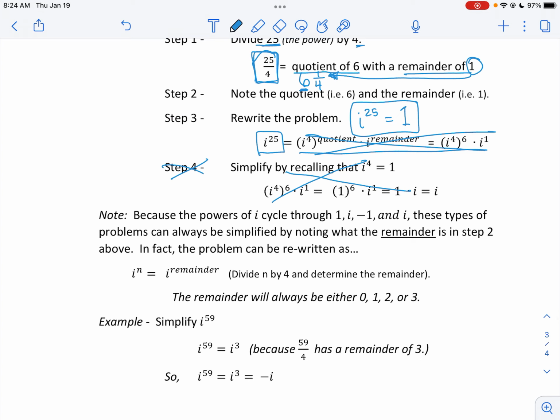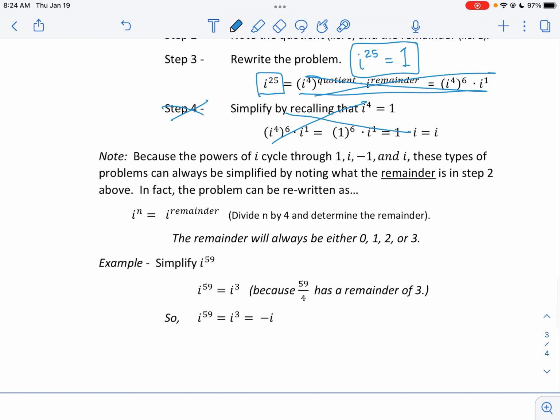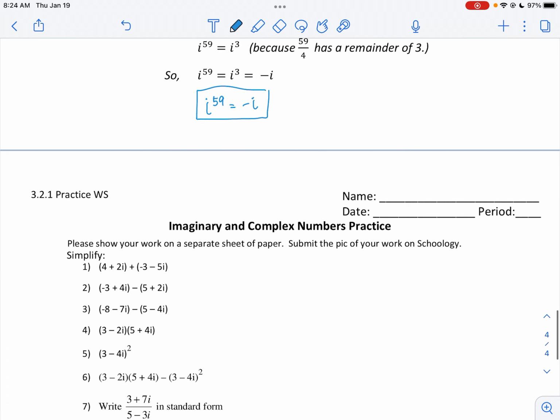And then because the power of i cycles through i, -1, -i, and 1, these types of problems can always be simplified by noting what the remainder is in step 2 above. So there you go. There's a simplified version of it. I would not recommend that you go through all of these steps that are laid out, because I don't want you to get confused. So just go ahead and write i to the 59th power equals -i. Okay? All right. Here we go.